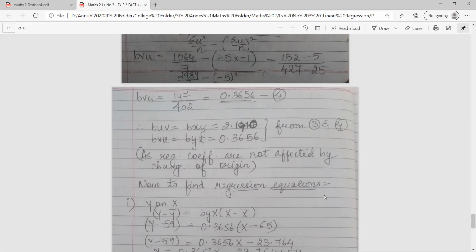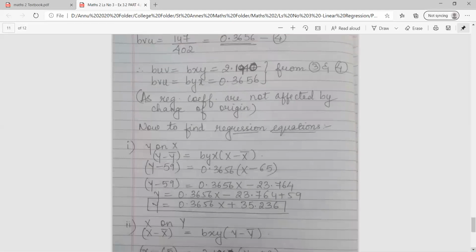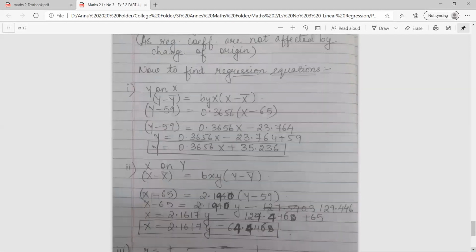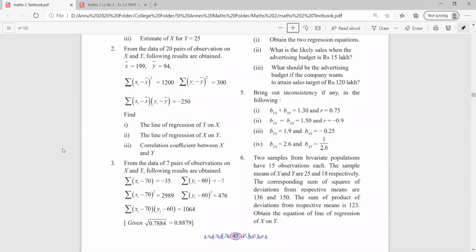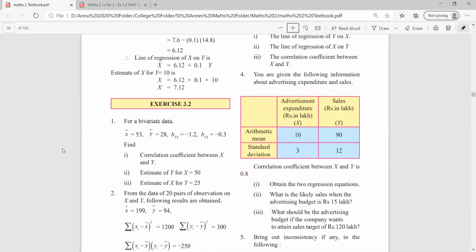Now the regression equations will always be in the form of x and y, as I've told you all. So we can find the regression equations of y on x and x on y. On substituting the values, you can see class, I have got the regression equation of y on x as well as x on y. The third part which they have told us to find out is correlation coefficient.